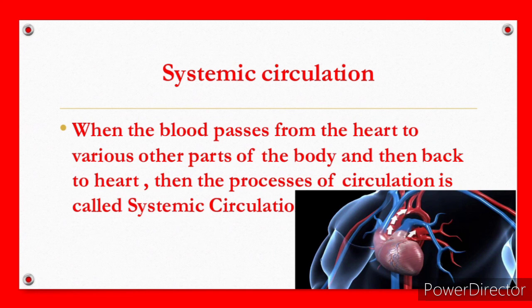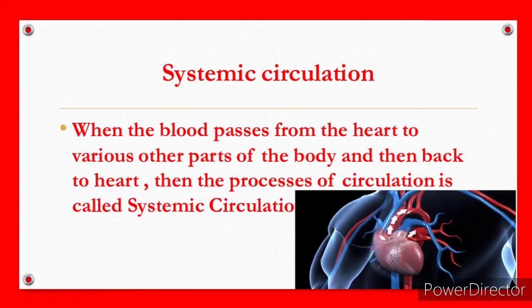You just see the right side of the heart is filled up with the deoxygenated blood, and this deoxygenated blood goes to the lungs for purification. After getting purified, the oxygenated blood enters into the left side of the heart.